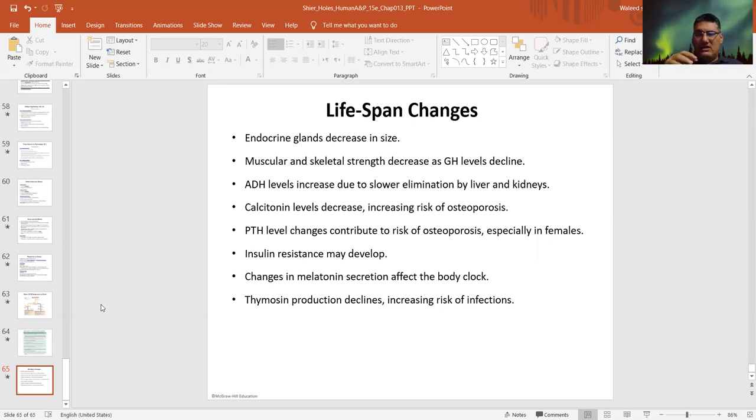Thymosin that comes from the thymus, and it stimulates the maturation of the T lymphocytes, it goes less. So melatonin goes down, which comes from the pineal gland, so that you don't have that regular sleep cycle, and so on. So everything deteriorates, and that's it for this part.